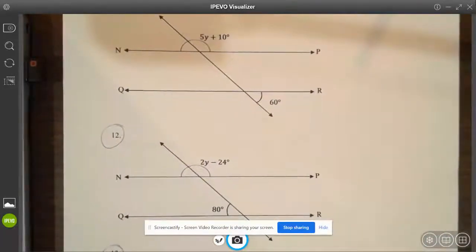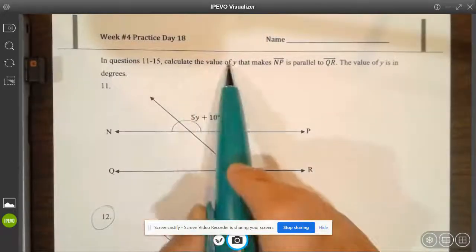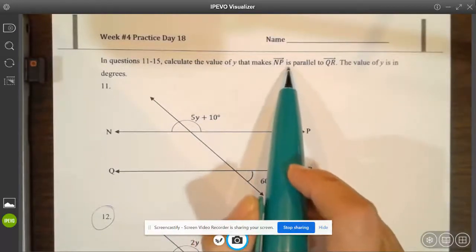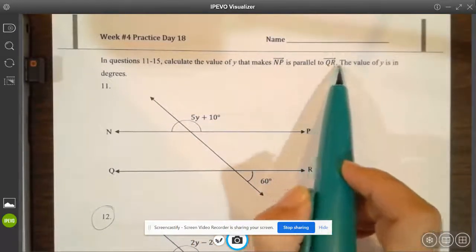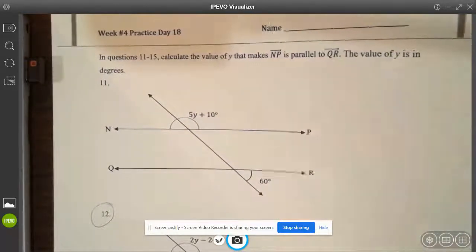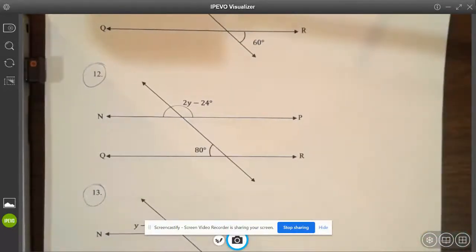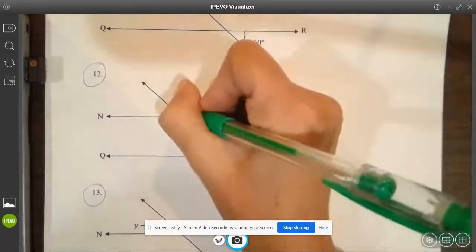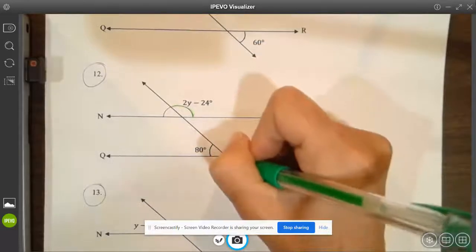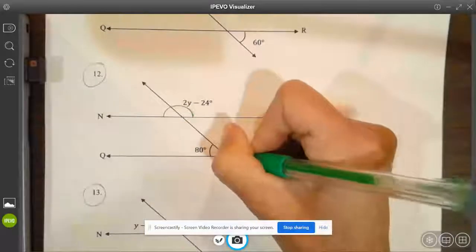So now here, we have a different example. In this example, it says calculate the value of y that makes ray NP parallel to ray QR. The value of y is in degrees. Okay, so we have to calculate the value of y. So let's do this one. We know that this angle equals this angle, right? Because they're alternate exterior.